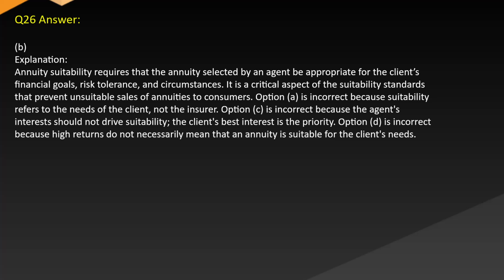Answer B. Explanation. Annuity suitability requires that the annuity selected by an agent be appropriate for the client's financial goals, risk tolerance, and circumstances. It is a critical aspect of the suitability standards that prevent unsuitable sales of annuities to consumers. Option A is incorrect because suitability refers to the needs of the client, not the insurer. Option C is incorrect because the agent's interests should not drive suitability. The client's best interest is the priority. Option D is incorrect because high returns do not necessarily mean that an annuity is suitable for the client's needs.